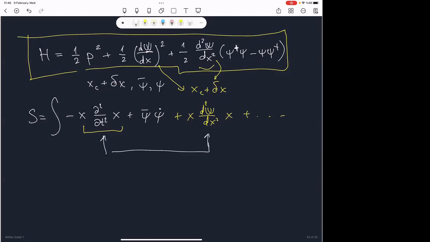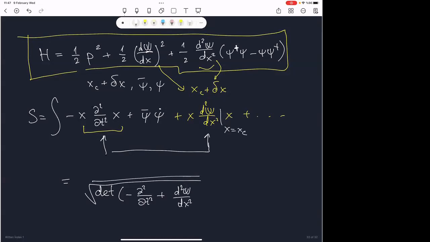what we have in the Gaussian integral is the determinant, the square root of the determinant, and here we have minus d square dt square, and then plus d square double dx square, but this is at critical points. Of course, if you have many critical points, then you need to sum over critical points. And this is at x critical.